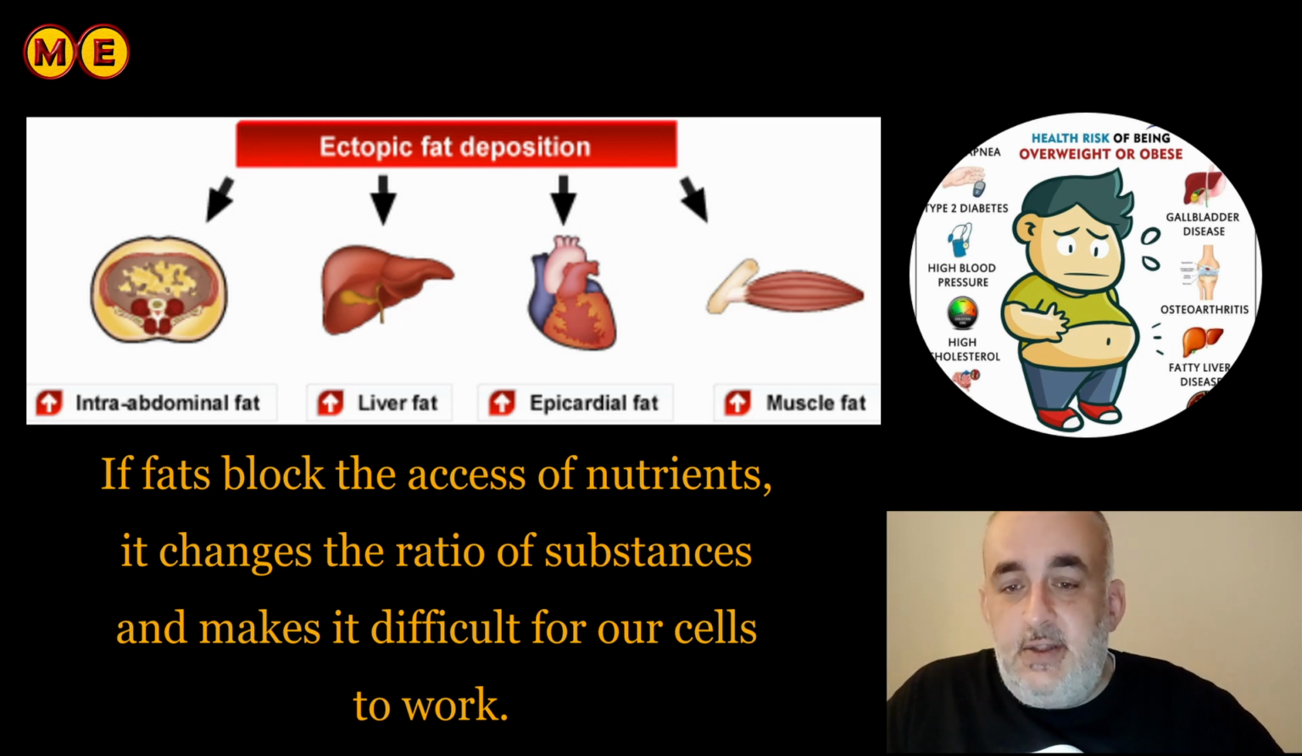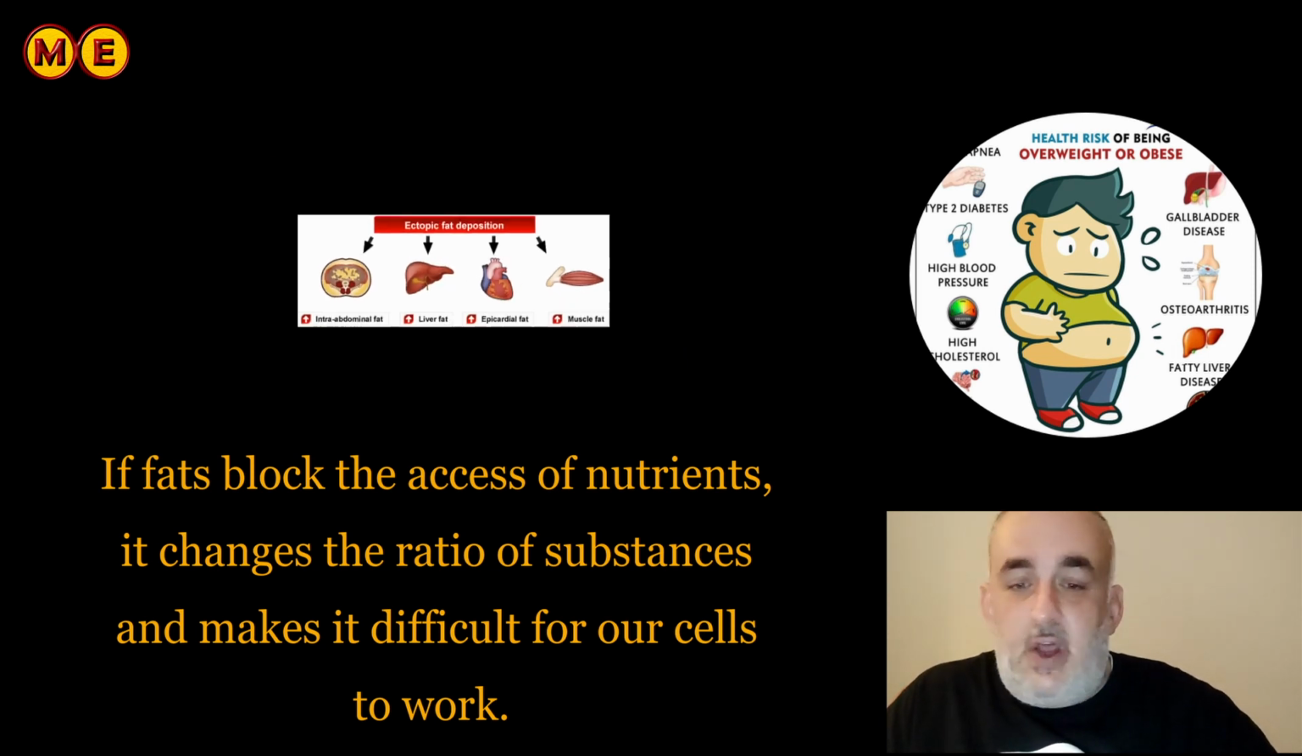And as we said in the previous episodes, in the part where we talked about diffusion, diffusion is the passive transport that supplies our cells with the substances they need. But if something blocks the free access of substances to the cells, that changes the ratio of substances inside the cells, and it changes the way our cells work. So, as a result, we get malfunctioning organs, hormonal imbalances, and a bunch of other problems.